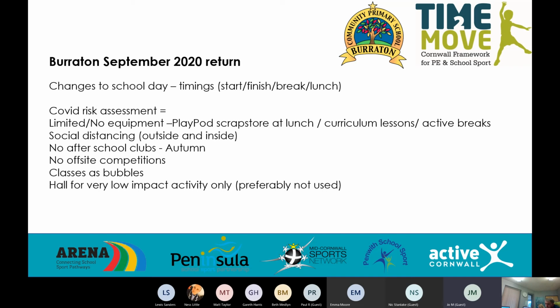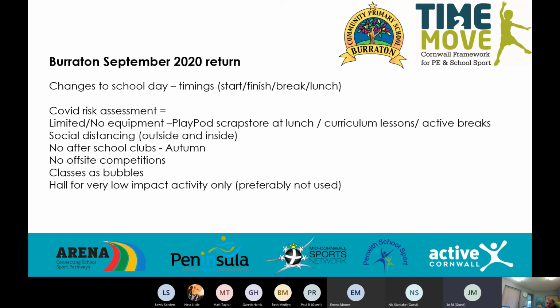For us, that meant, for example, that we would not be allowing the children to access our PlayPod scrap store at lunchtime, and that we would limit curriculum PE equipment within their lesson times. And for active break times, we would encourage staff to, again, have limited or no equipment active break opportunities.